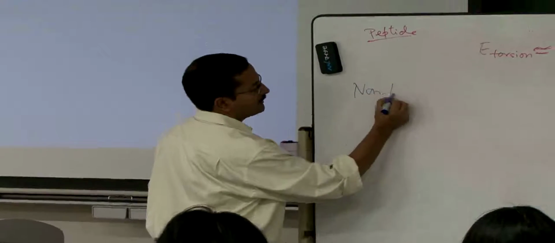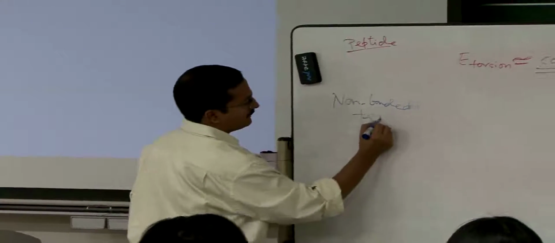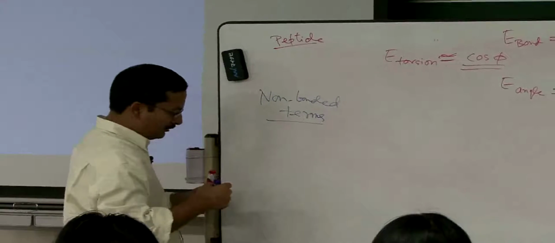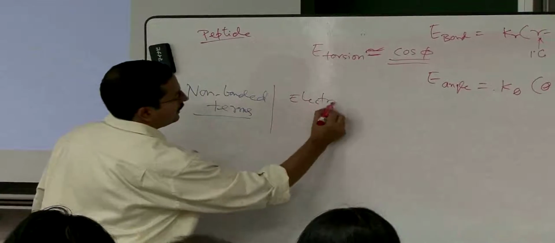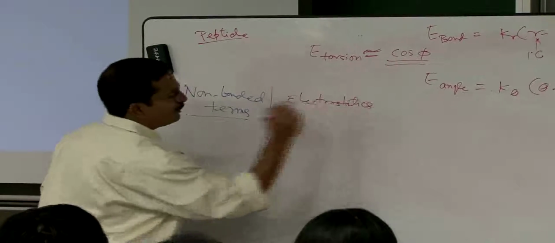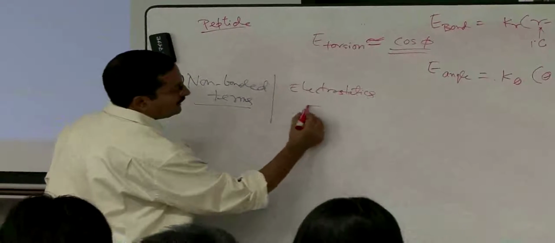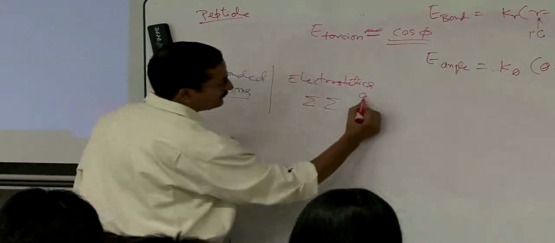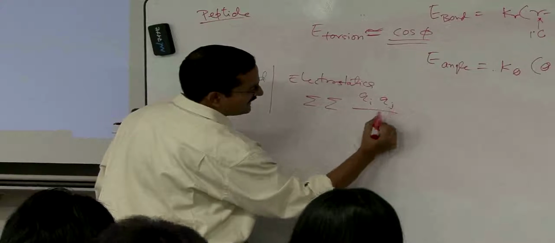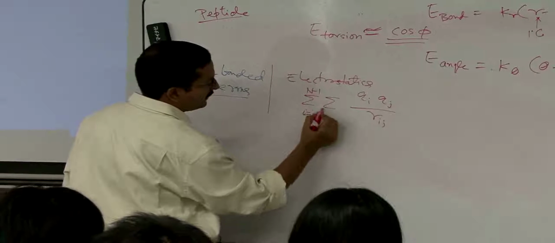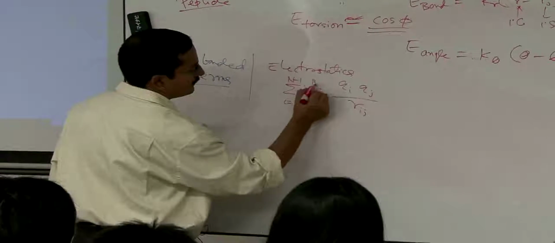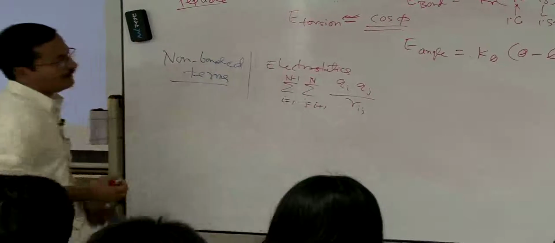Okay. So, now the bonded terms are over, and we are talking about the non-bonded terms. In the non-bonded terms, the first is the electrostatics, which is nothing but Coulomb's law. Only thing we have to write is the sum over i and j, with i equals 1 to n minus 1 and j equals i plus 1 to n.